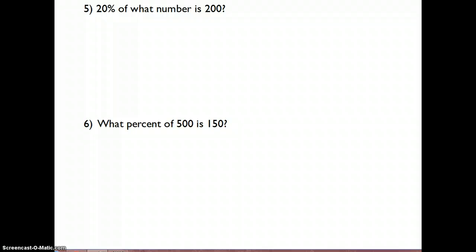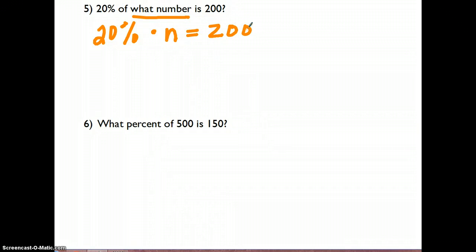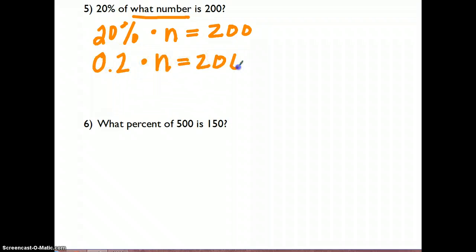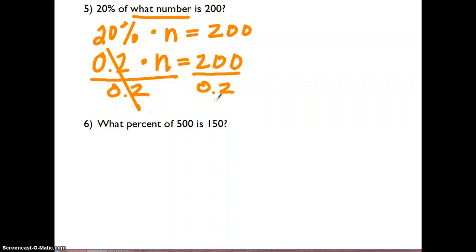Moving on to number 5. 20% of what number is 200? So 20% stays 20%. Of is multiply. What number is n? Is equal. And 200 stays 200. Change this to a decimal, 0.2 times n equals 200. Now I need to get n by itself. So I need to divide both the left and the right side by 0.2, which gets rid of that, and I'm left with n is equal to 1,000.